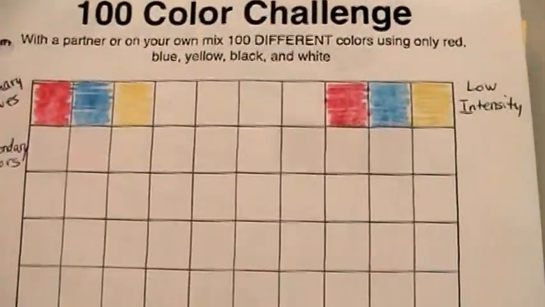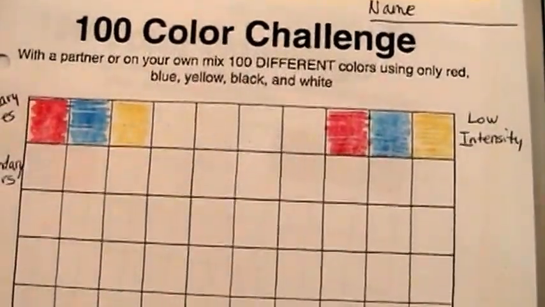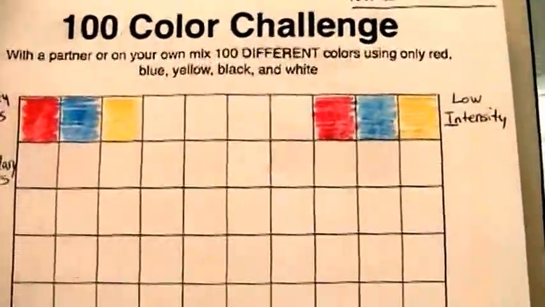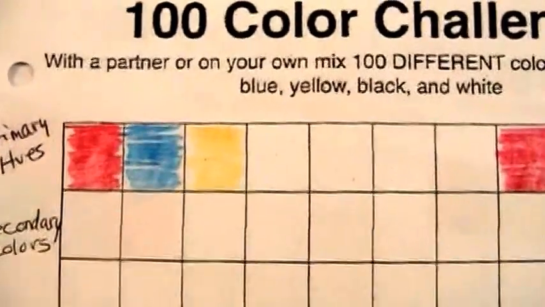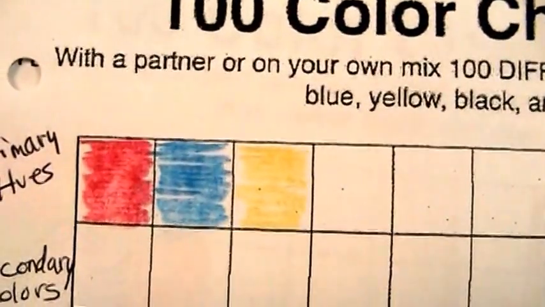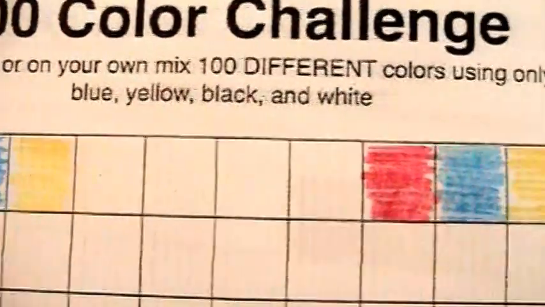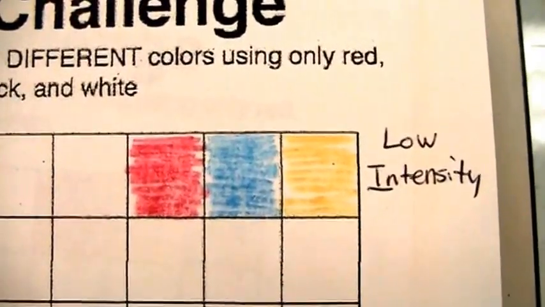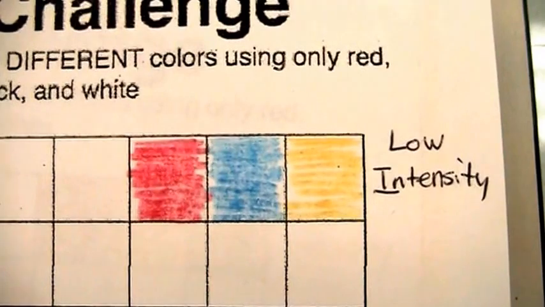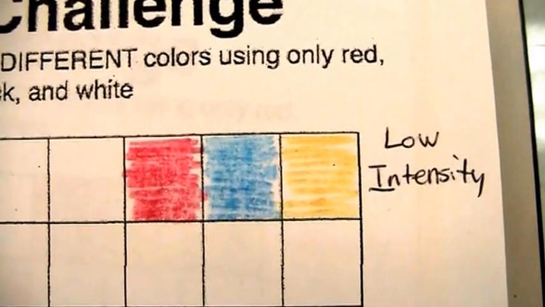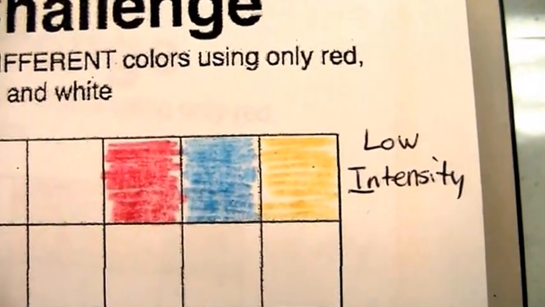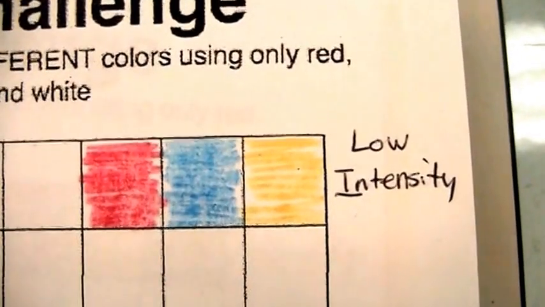And the first thing we did, we were given this piece of paper. We're not doing 100 colors, but we put our name at the top. And then we filled in the first 3 squares and labeled it primary hues. Hue is the name of any color. Then we went over here and we did the same thing. We put in the same order, whichever order they are, red, yellow, and blue, or in my case, red, blue, and yellow. That's fine, and we labeled that low intensity.